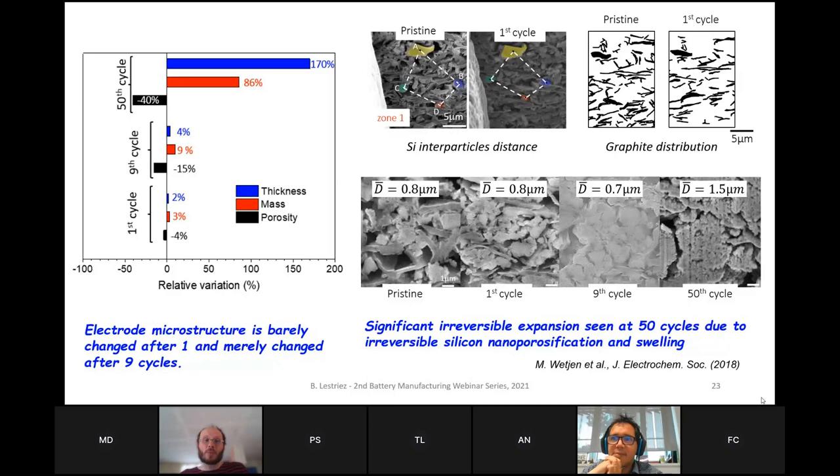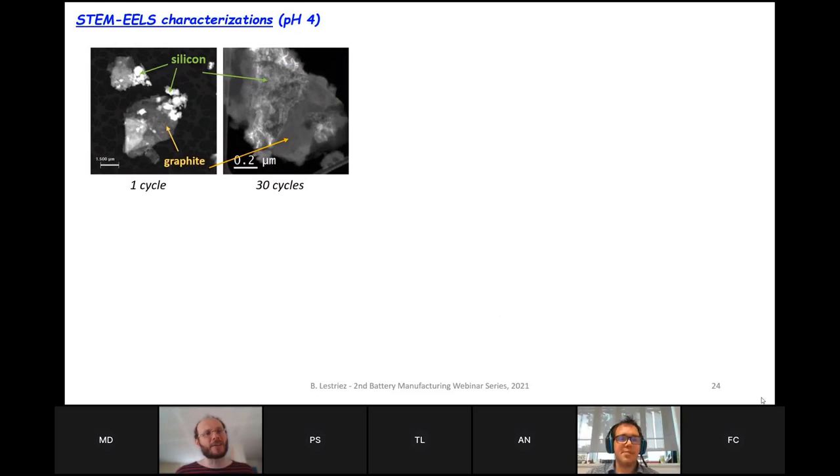I think it's the next slide. Yeah. Okay, so we did some nice STEM EELS characterizations. EELS is electron energy loss spectroscopy. Here I'm showing you only images from the PH4 electrode. So the first observation, which is illustrated here, is that we observed a very good intimacy between the silicon and the graphite, even after 30 or 100 cycles. You see here at 40 cycles, the nanosponge silicon, which is well adhered to the graphite slab.